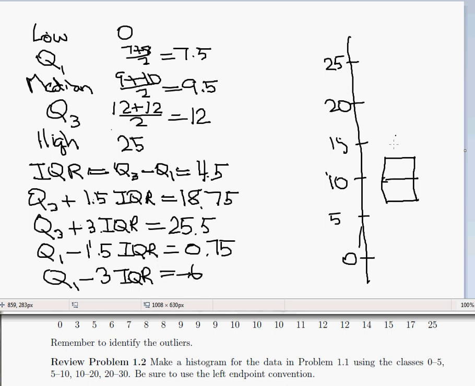I draw up to the largest value that is less than 18.75. So I'm going to draw up to 17. And then 25 is a possible outlier, which gets a plus sign. Going down, I draw down to the smallest data value that's still bigger than 0.75, so that's the 3. So I draw down to 3. And 0 gets special treatment, and that is treated with a plus sign as well. And if I had probable outliers, those would be denoted by asterisks.